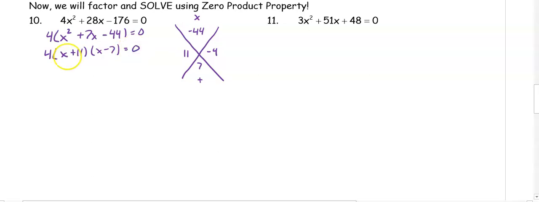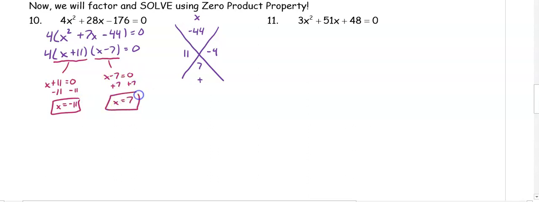Now we have our zero product property. So anywhere that has an x, either in the parentheses or the GCF, gets set equal to 0. Because this GCF is just a 4, we ignore it for the last step. So we just have x plus 11 equals 0 and x minus 7 equals 0. So when we solve, we would subtract 11 from both sides, so x equals negative 11. And we would add 7 to both sides, so x equals positive 7. Because it's an x squared term that the problem started with, we're only going to have two solutions at the end.